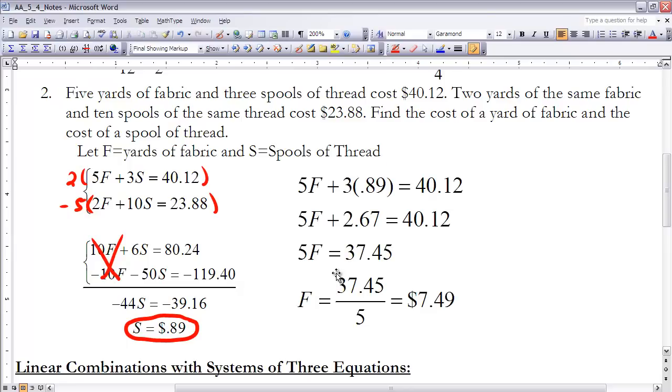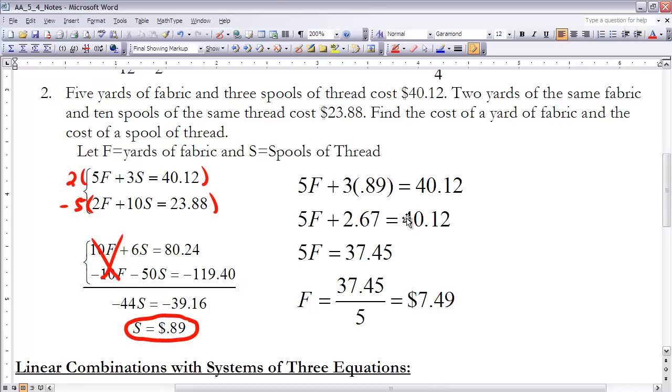So now that I know s, I can plug it into any one of my equations. Any one of these four equations will work. I've just decided to plug it into the very first one here. If I do that, I put 89 cents in here for s. Okay, multiply it through. 5f plus 267 is equal to 4012.